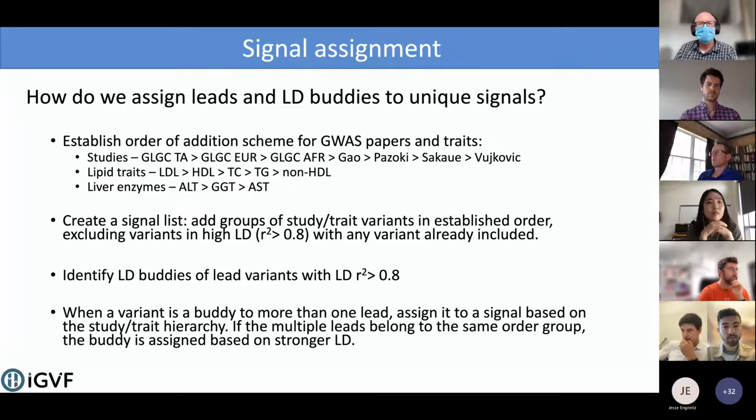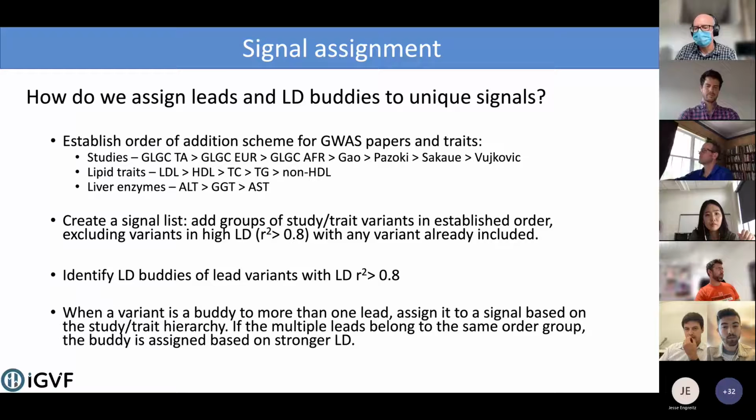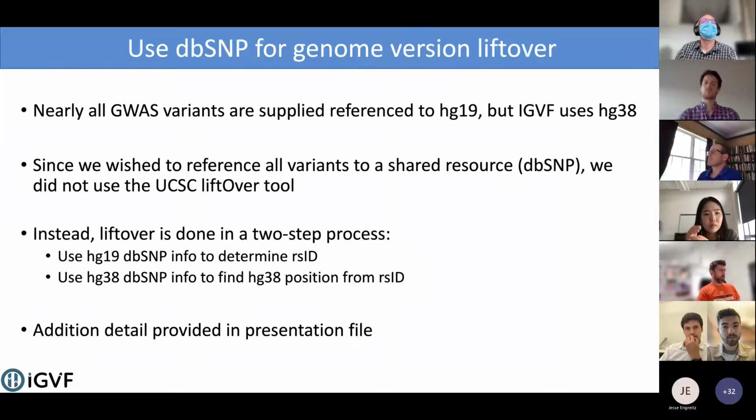And then basically we add the LD buddies into signals via the same sort of order of addition that we did for the lead variants. At this point, we are left with just under 4,000 signals, which are comprised of almost 100,000 variants. And again, our target here is 50,000.